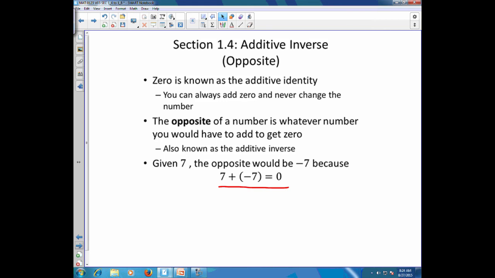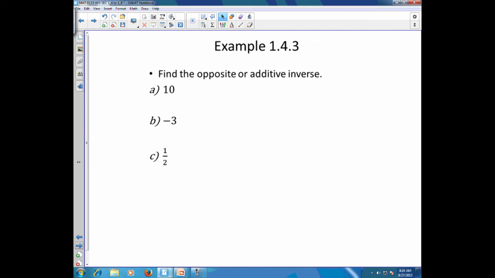So let's practice finding the opposite. We just want to know, what would you add to these numbers to get 0? Well, if we want to add something to 10 to get 0, we would want to add negative 10. 10 plus negative 10 is 0. If we want to add something to negative 3 to get 0, we would add positive 3. And if we want to add something to 1/2 to get 0, we would add negative 1/2.